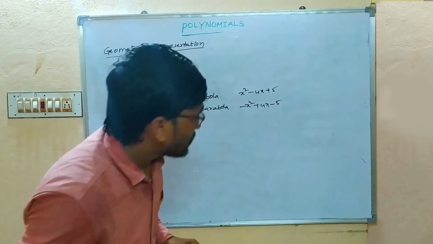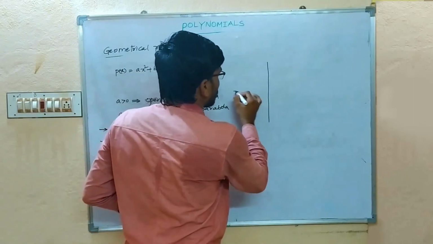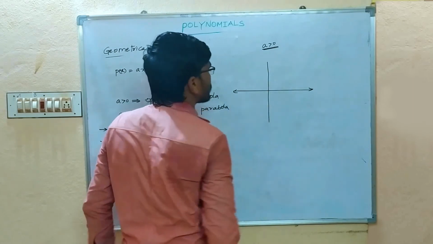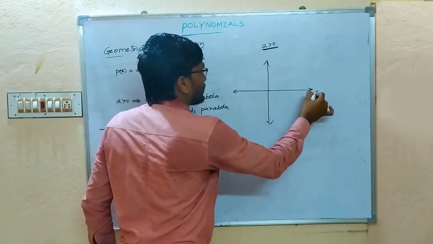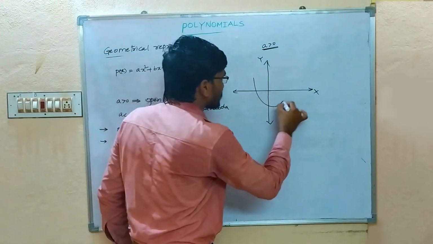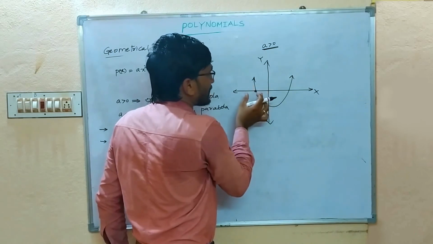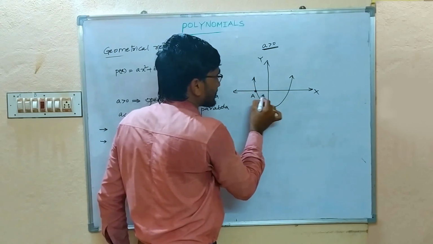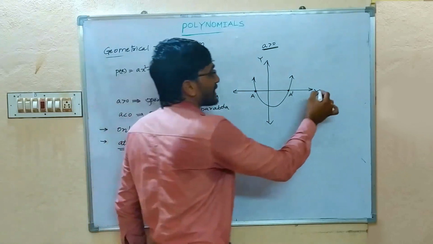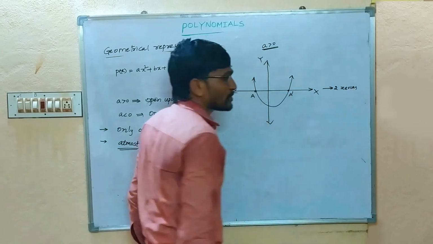See. Suppose I have taken a greater than 0, with the x-axis and y-axis. The graph of the quadratic polynomial may be like this. Here the graph of the quadratic polynomial p of x intersects the x-axis at a and a dash. That means at two distinct points. That means it has 2 zeros. So the quadratic polynomial has 2 zeros.